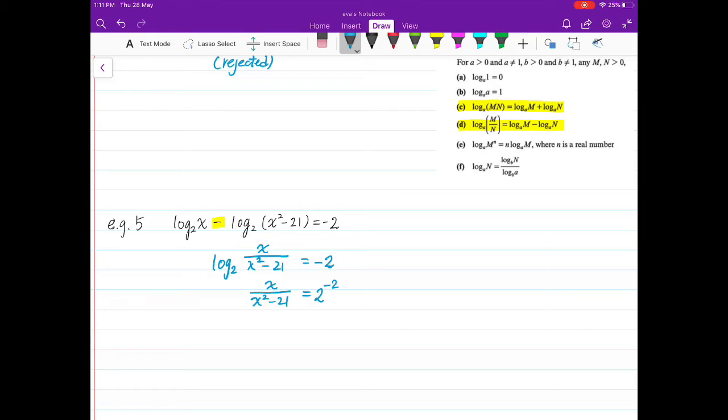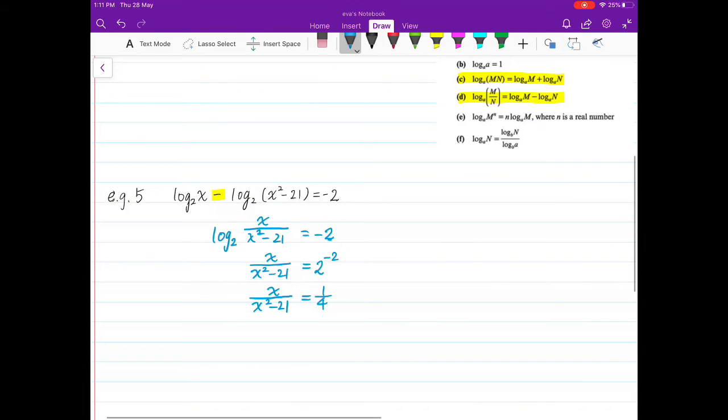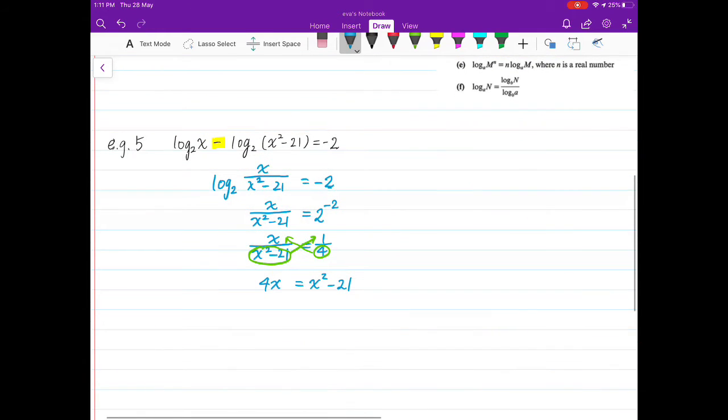Okay, next, 2 to the power of negative 2 equal to 1 over 4. And then the left hand side remains unchanged. Next step, we will multiply the denominator with the opposite side numerator. So 4x on the left hand side and then x squared minus 21 on the right hand side. Then move all the terms to the right hand side.